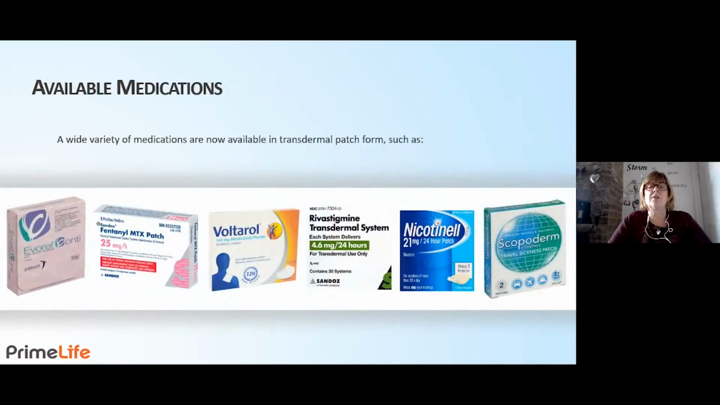So this slide just shows a wide variety of medications which are now available in transdermal patch form, such as Evorel, as we spoke about before, that's used for the menopause. Voltarol is an anti-inflammatory, rivastigmine, again for dementia. And then there's travel sickness, pain relief, stopping smoking. There's a whole range of medications now available in patch form. And when we think about transdermal patches, I think we often just think of controlled drug patches like Butec or morphine patches, etc.